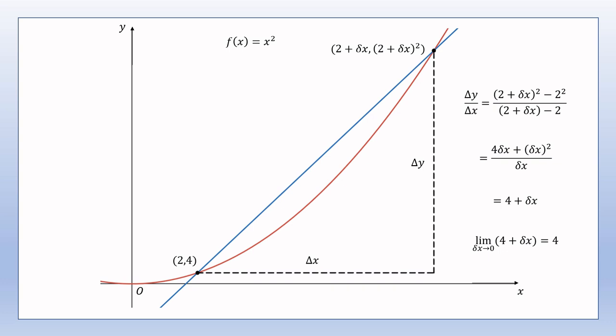And not only that, we then say that the gradient of the curve at the same point, 2, 4, is equal to the gradient of the tangent line at that point. In other words, the gradient of the curve at 2, 4 is also equal to 4.